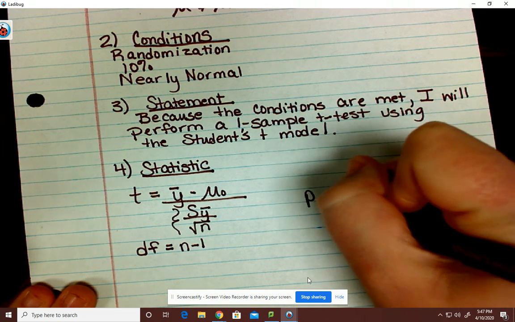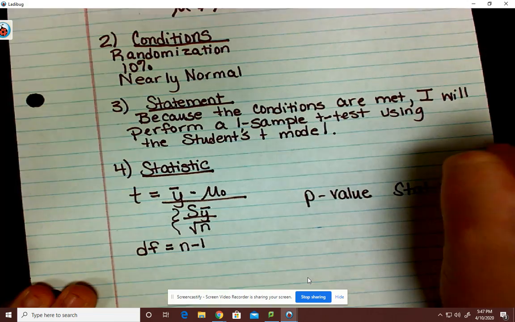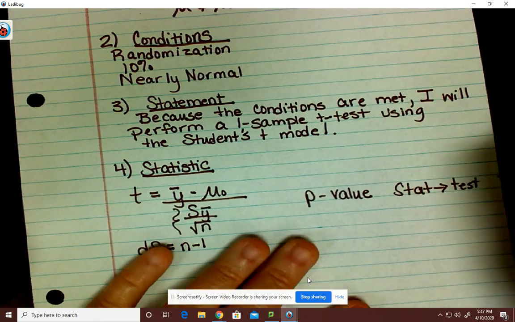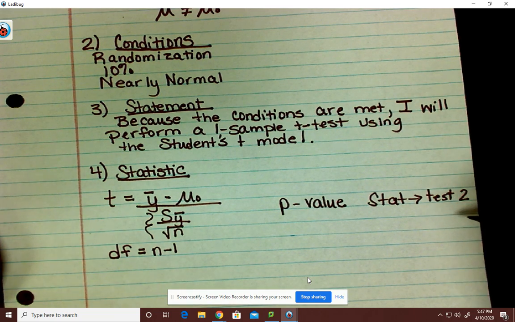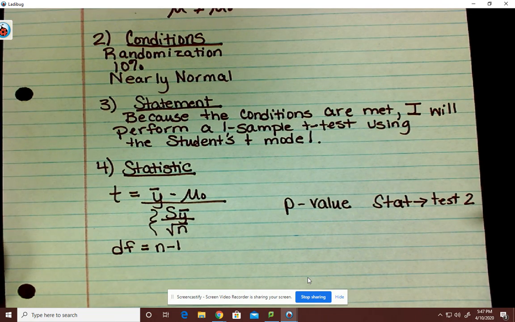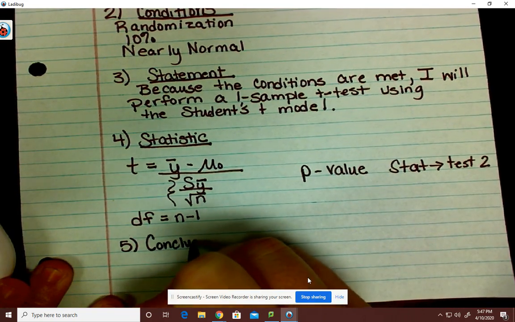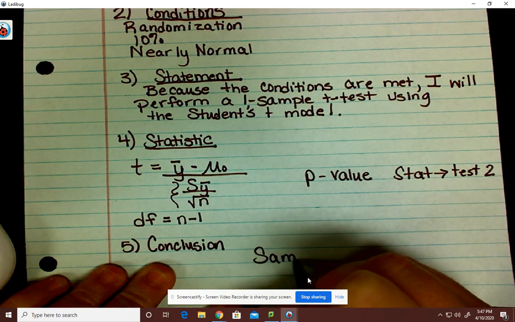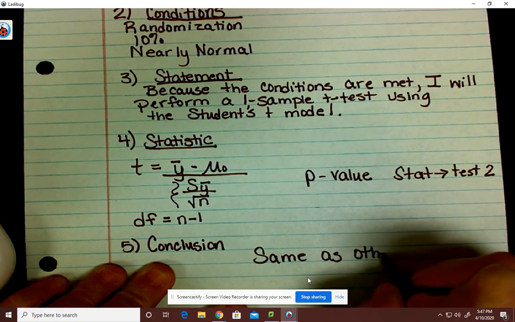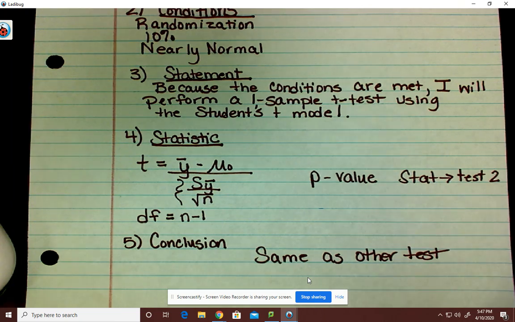Then to get your p-value, you're going to do STAT, TESTS, 2. And depending on if you're given statistics or actual data, you will pick that there. So we'll look at that with an example. And then your conclusion will be the same as it's done for the other tests. So if your p-value is low, reject the null. If your p-value is high, the null might fly. So same idea there.